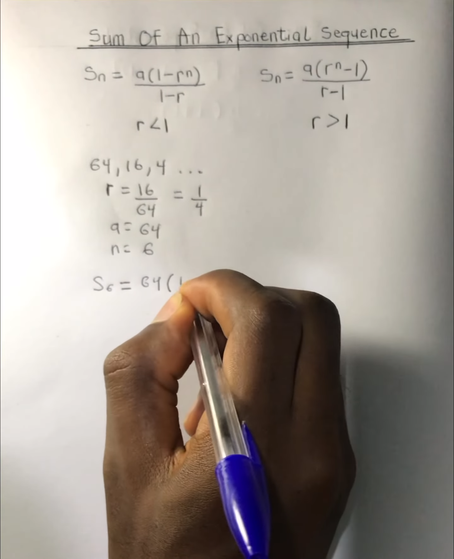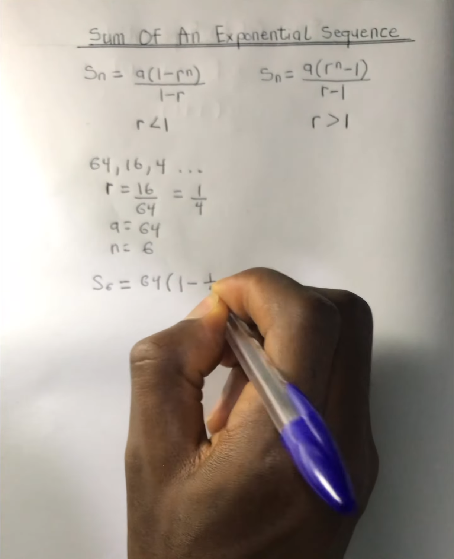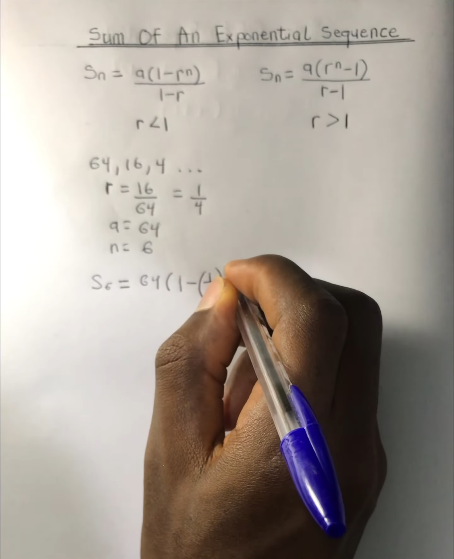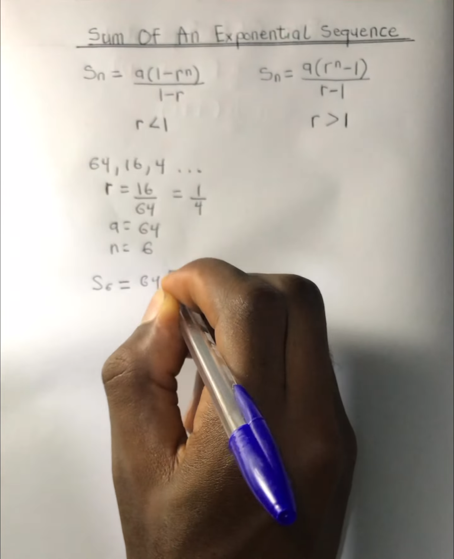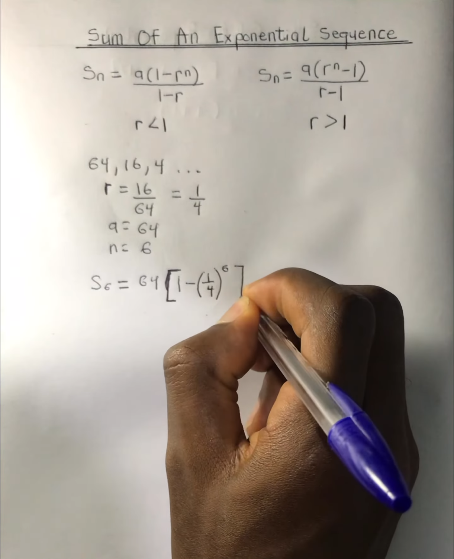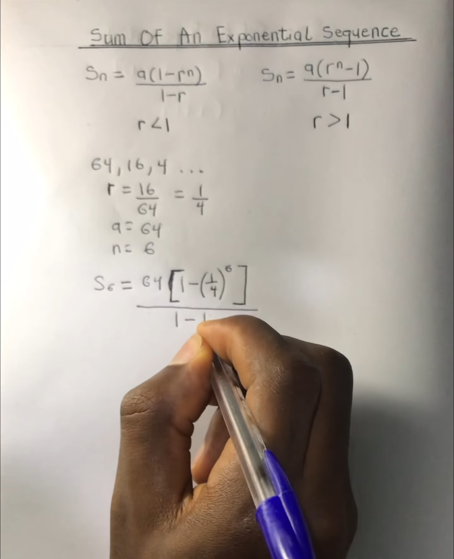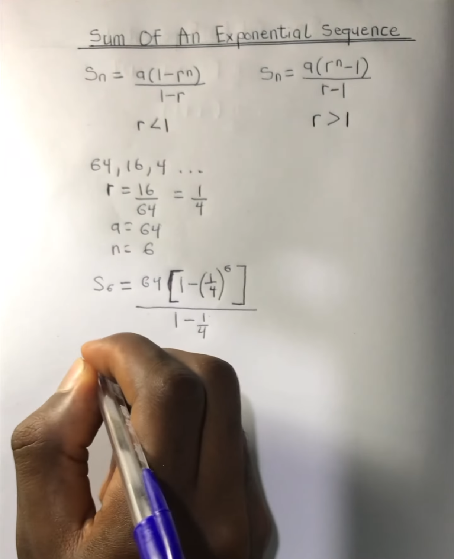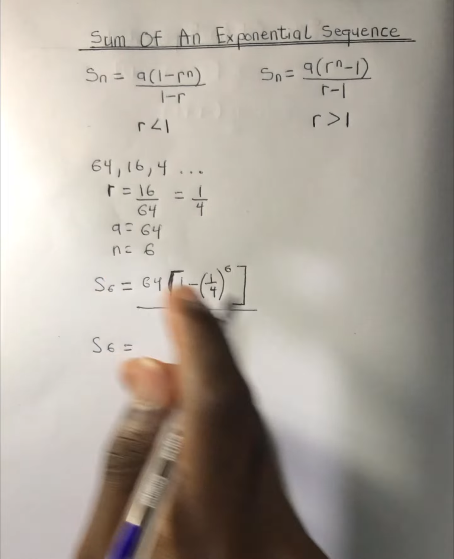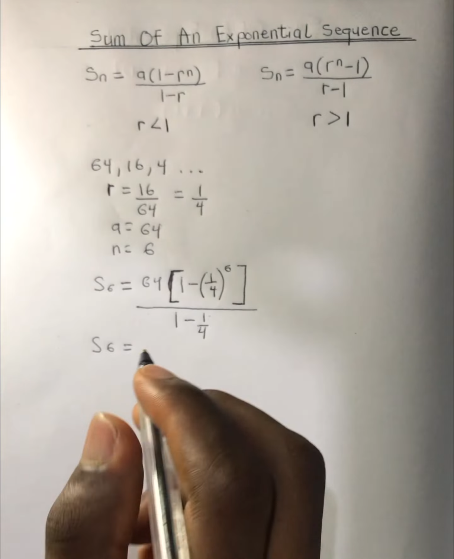the bracket 1 minus r. Now r here is 1/4, to the power n, and n is 6. Let me put this in a square bracket so that it will be more visible, and do the same for the other side: 1 minus the common ratio, which is 1/4. Now simplifying, someone might just punch this on the calculator to get an answer. Of course, you get the answer right, but you will lose some marks.